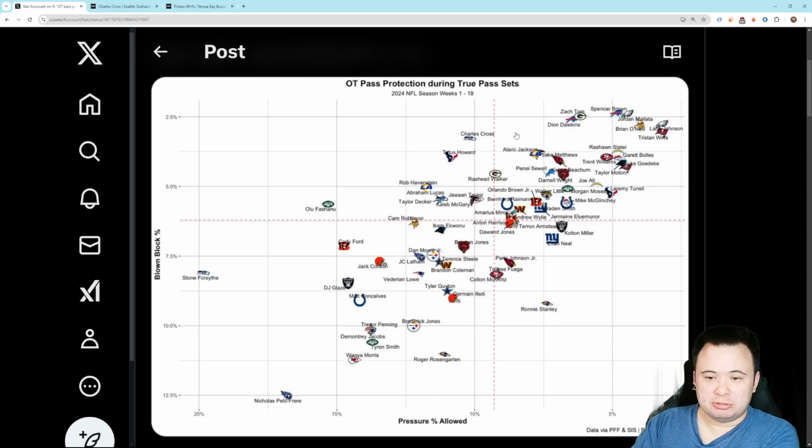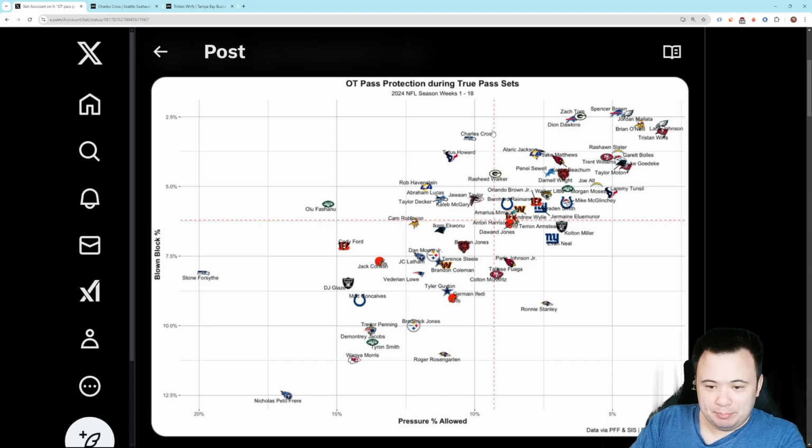And I think this really goes back to the ineffectiveness of Ryan Grubb as an offensive coordinator. The fact that Charles Cross, based on his blown block rate, and I understand that there are plays in the NFL where you don't blow a block but still give up pressure. So it's not like there's going to be a 1-to-1 correlation, but there should be strong correlation. He should be over here. He should be living over here with the elite of the elite, and he's not.